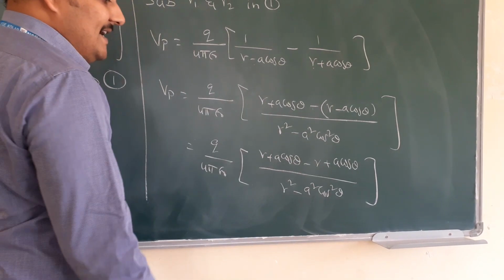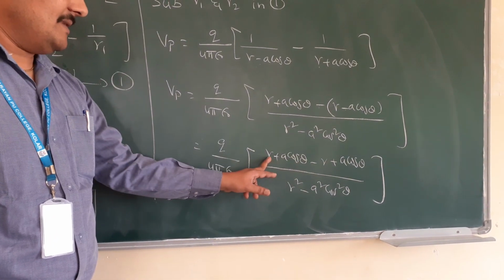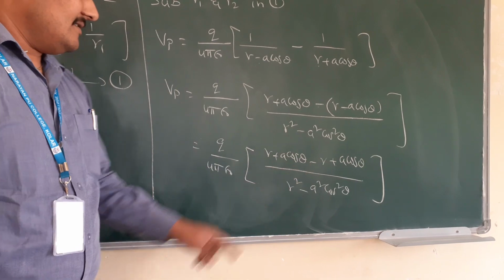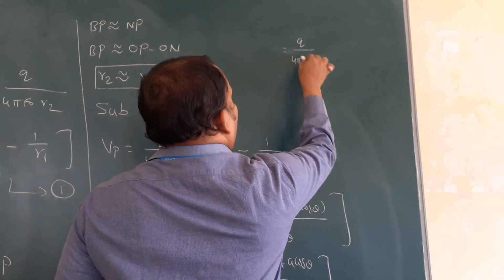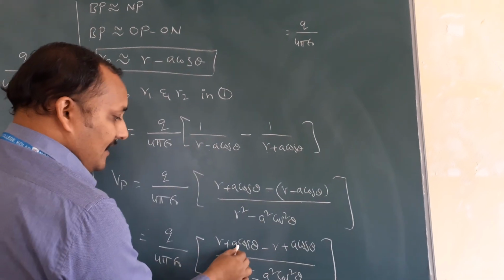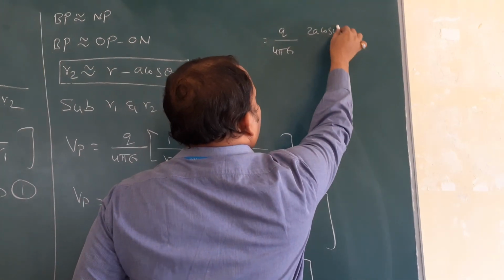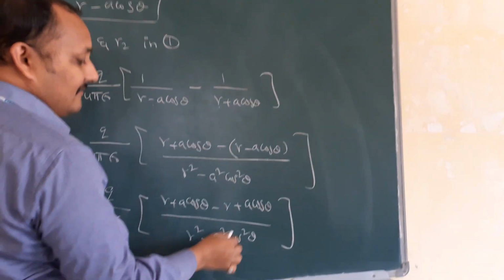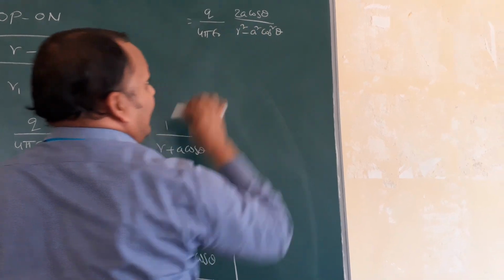R is going to be cancelled. Minus R plus R, isn't it? This is minus R, this is plus R. These two are going to be cancelled. Then what is remaining? Q by 4 pi epsilon naught, A cos theta plus A cos theta. How much will it become? 2A cos theta by R square minus A square cos square theta.